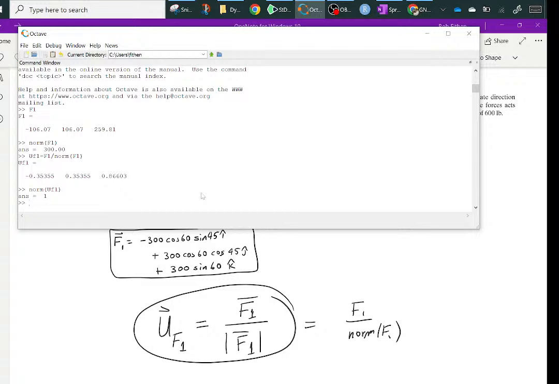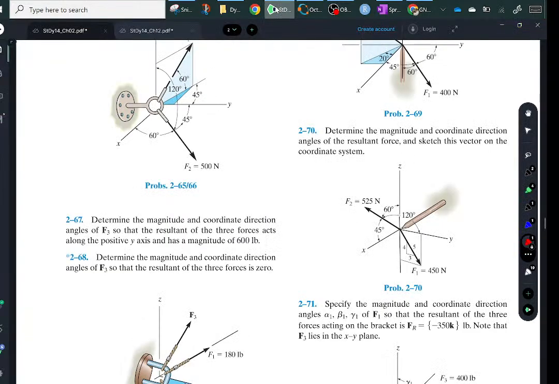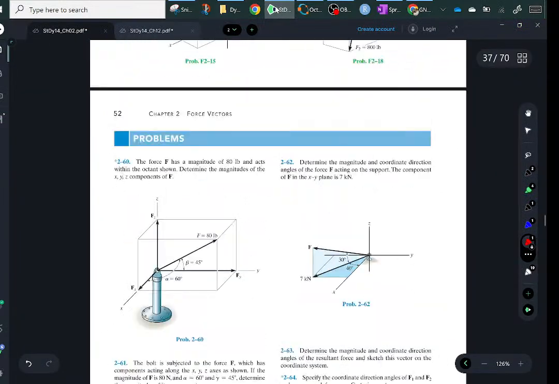Now, once you do that, here's what's interesting. I'm not on the right page, so I'm going to have to spin backwards some.